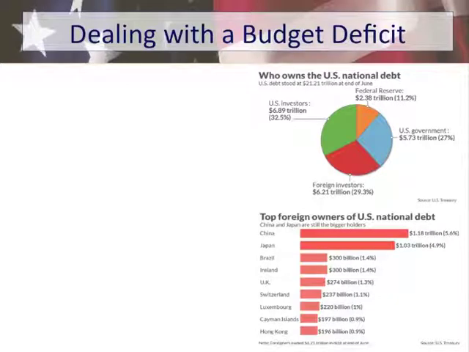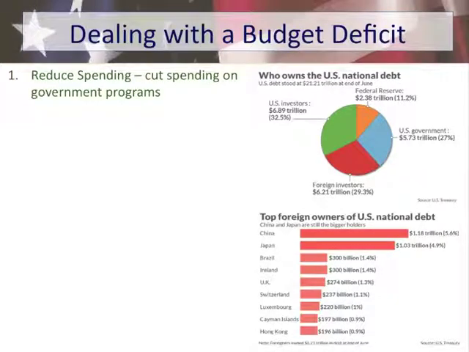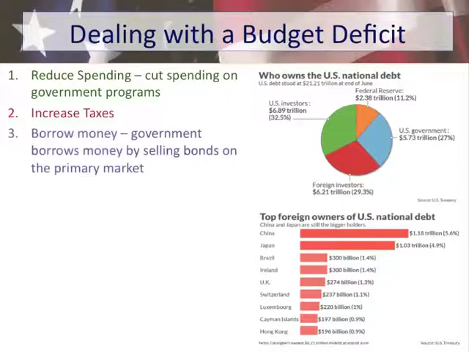So how do we deal with a budget deficit? Number one, the government could reduce spending. However, that is not typically a popular thing to do. The second thing that the government could do is increase taxes. But again, that's not a popular thing to promote amongst the general public. People don't generally like to see taxes increase. So again, what does the government do? Well, a lot of times what they'll do is borrow.